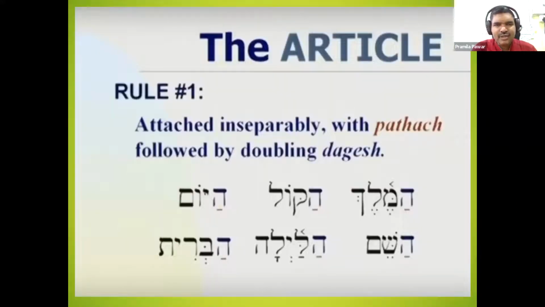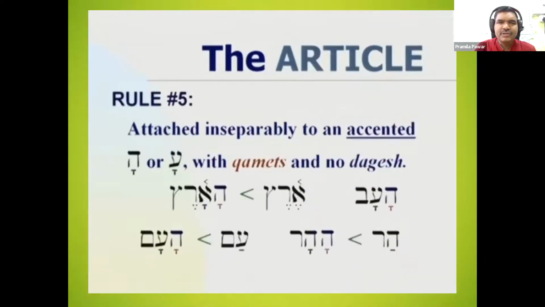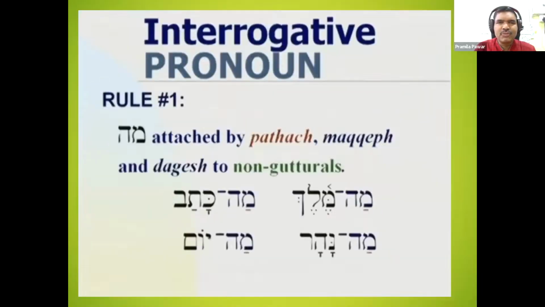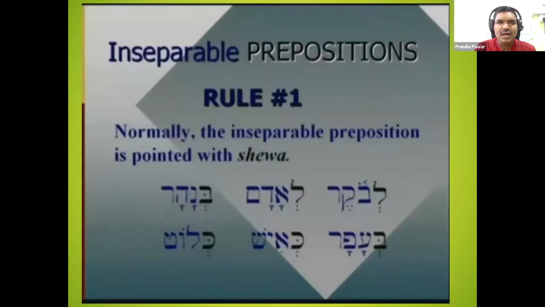So just revision, last time we started with some rules about the prepositions. So I'll just revise this preposition in 2 minutes. Normally the inseparable preposition is pointed with Shiva.